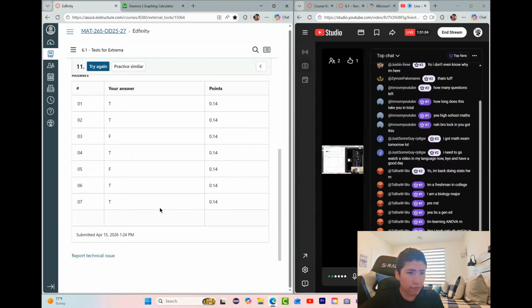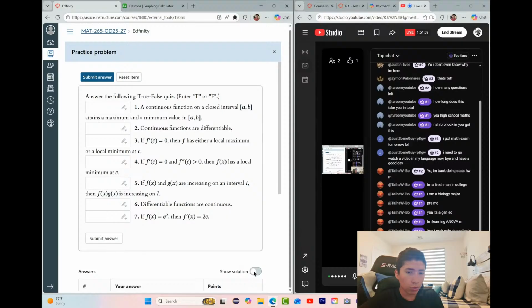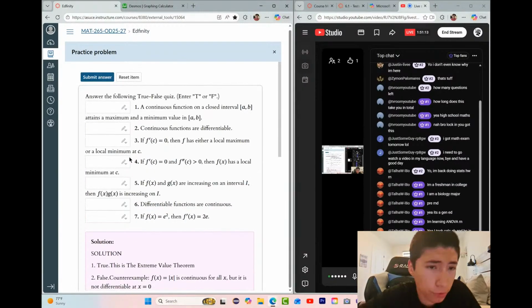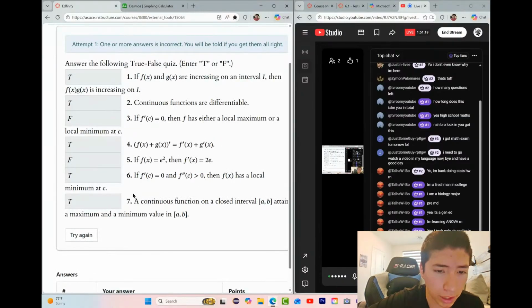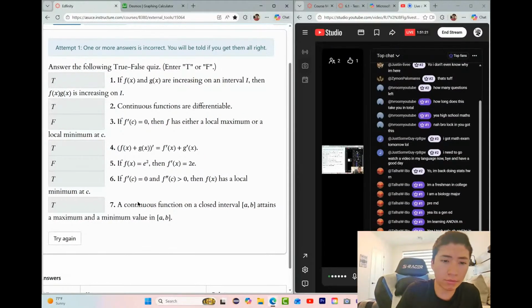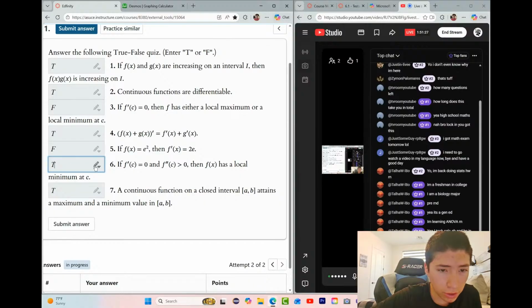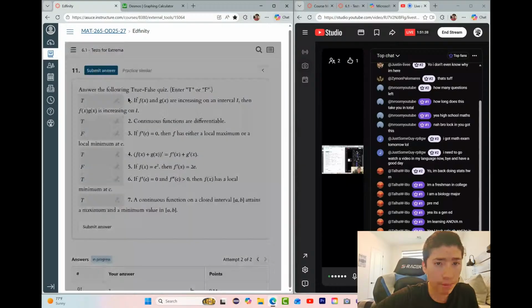how many attempts do we have? Hold on. Oh, that's right. That's the extreme value theorem. Oh, hold on. Wait. A continuous function on a closed interval [a, b] attains a maximum and a minimum, right, true. f'(c), I think this is true. This is not true. That's true. Yeah, maybe, hold on.